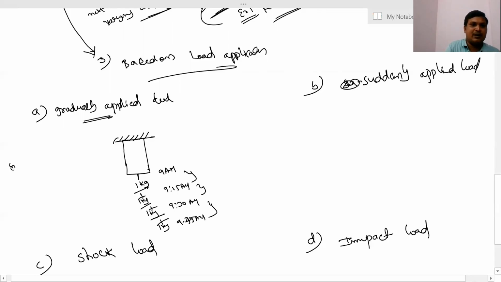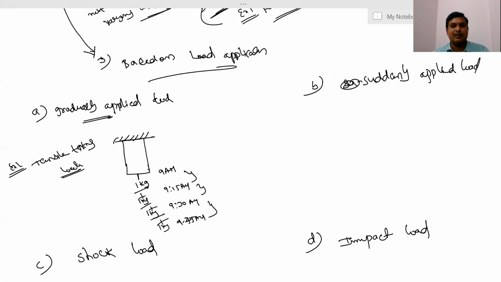An example for this is a tensile testing load. While conducting the tensile test of any specimen for finding the tensile strength and ultimate strength of a material, we conduct the tensile test on a UTM machine. On the UTM machine we should apply the load gradually, one by one, slowly. Next, sudden load.